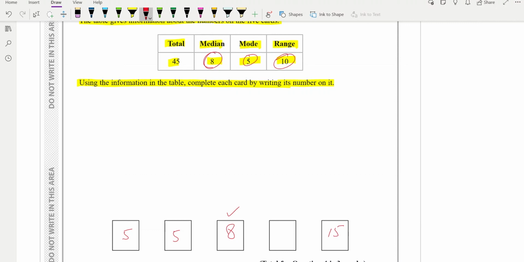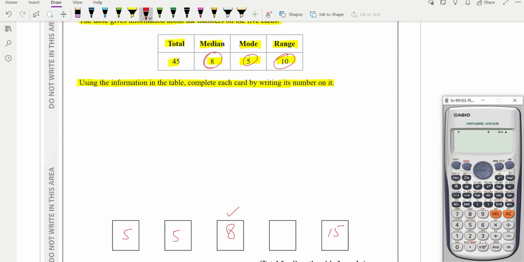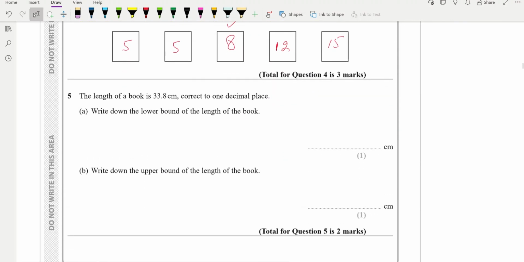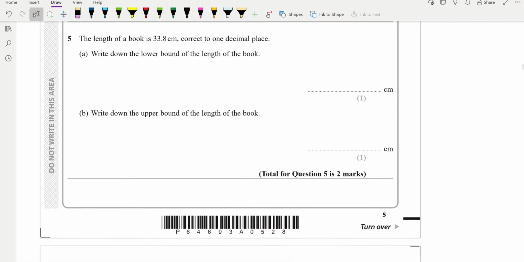So if we add the numbers which we have written so far, 15 plus 8 plus 10 is equal to 33, and the sum they are saying is 45. So 45 minus 33 is equal to 12, so here it will be 12. Hopefully you understood this as well. This was a 3-mark question. The length of a book, question number 5.